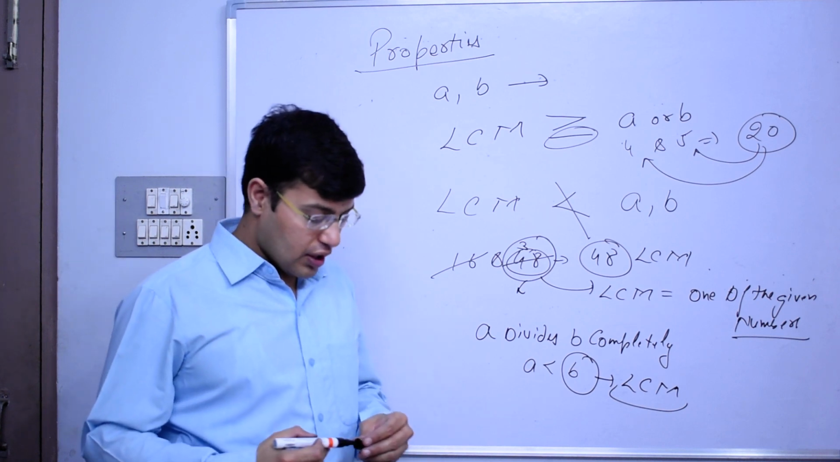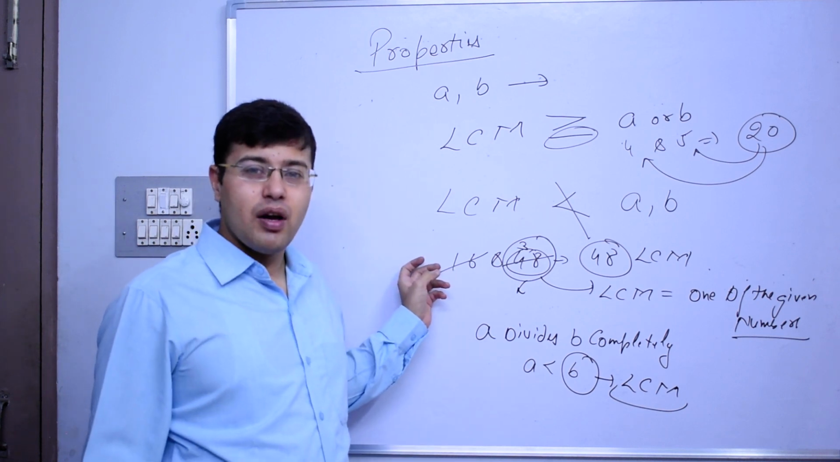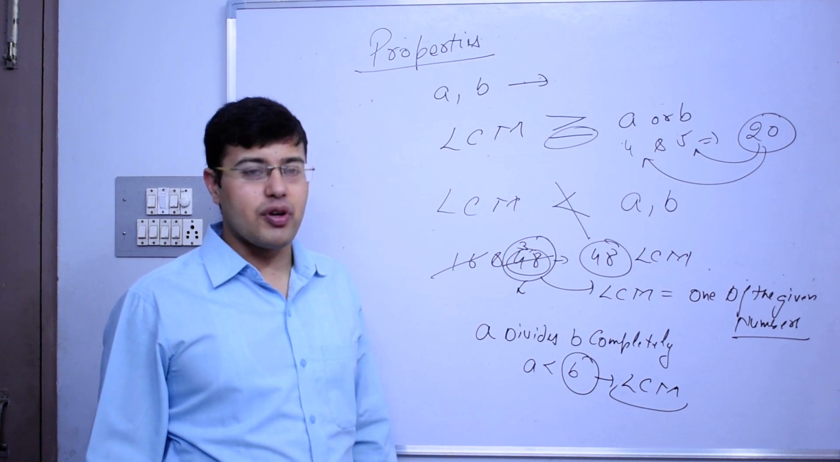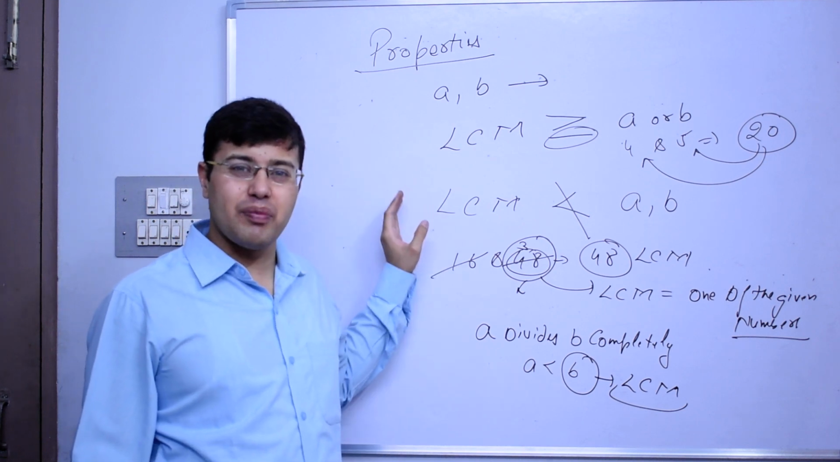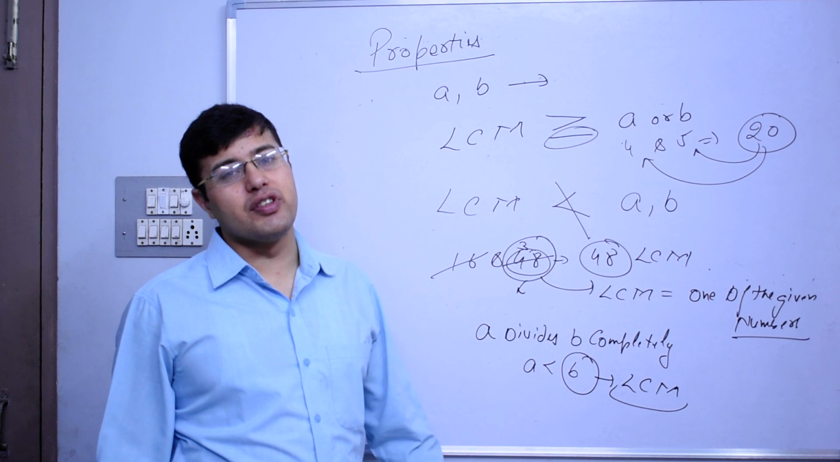Right. So with this, I hope you have understood the LCM. We'll take up HCF in the later section because it is solved in two ways. One is the prime factorization and the other is the Euclid division algorithm.